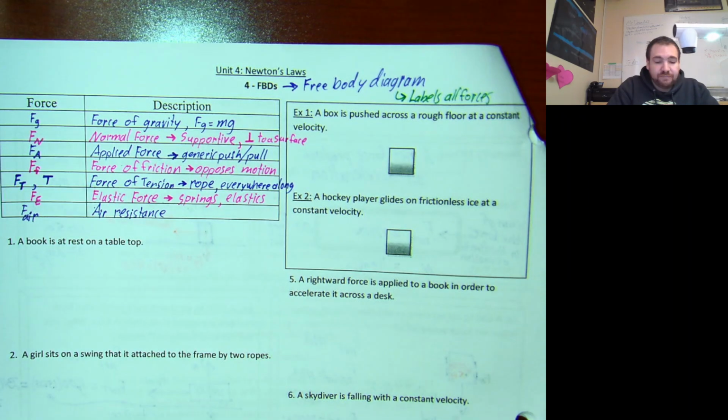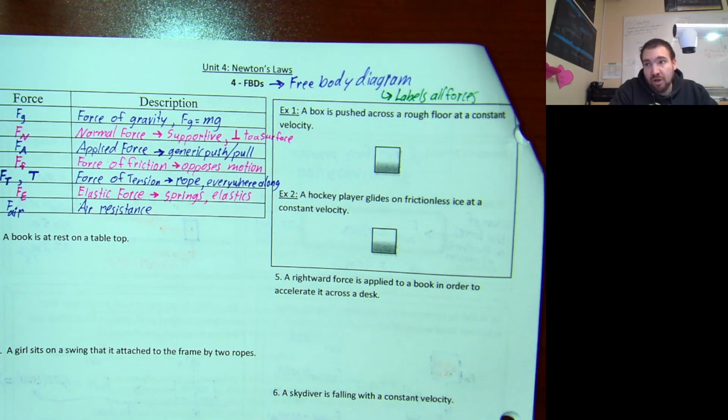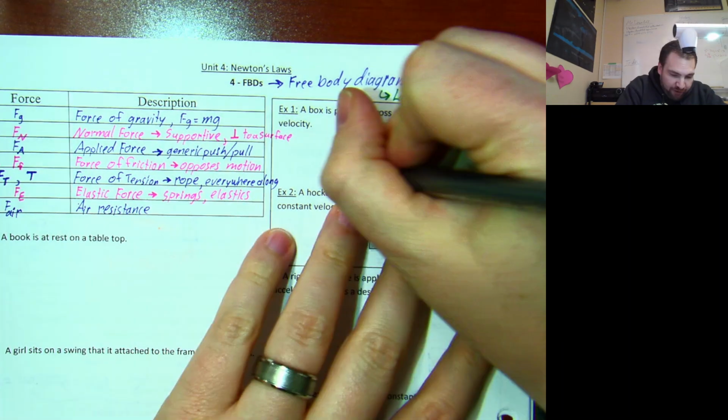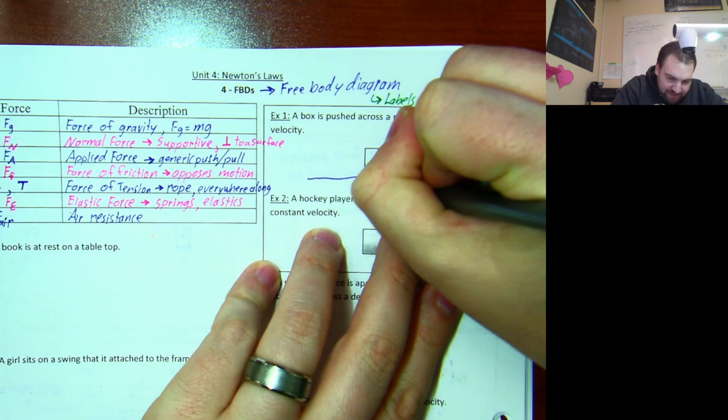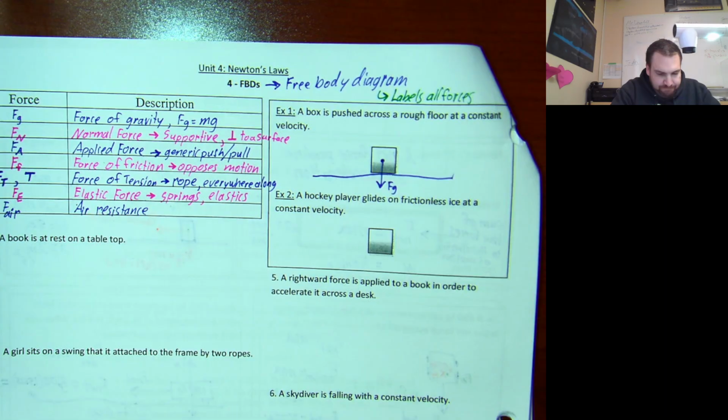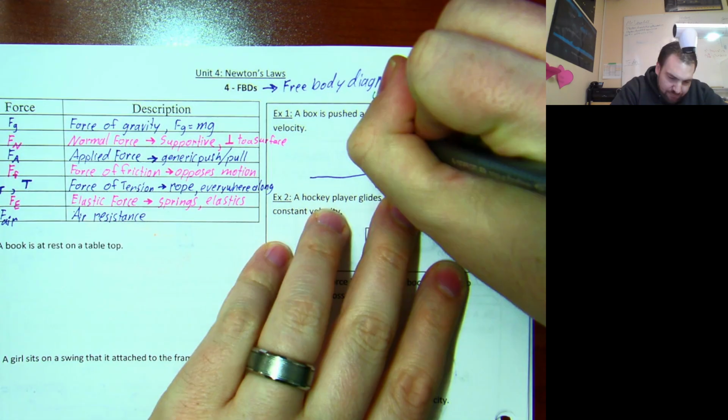So if I've got a book being pushed across a rough floor at constant velocity, what forces are going to be acting on that block? Well, let's draw the floor. The language of the question will tell us what forces are acting. Connor? Gravity. Gravity is always acting, assuming we're on Earth. So we'll label it down, call it Fg. Okay, what else? Normal force acting up, perpendicular to the surface.